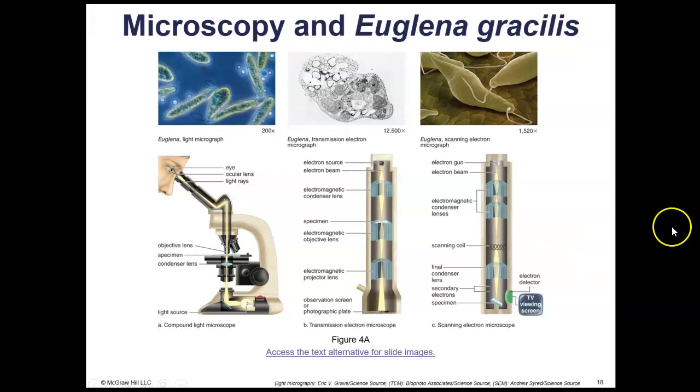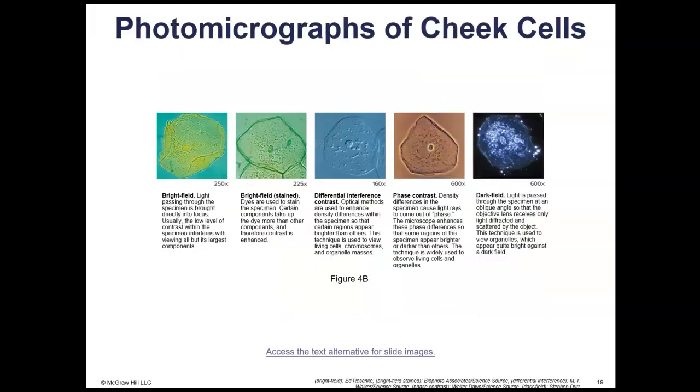And then there are electron microscopes, and obviously you can see the difference in the pictures. They give way more detail and magnify thousands of times more than what the light microscope does. But the light microscope is a useful tool in biology. And here you can see some images that were taken through a light microscope of the same thing.